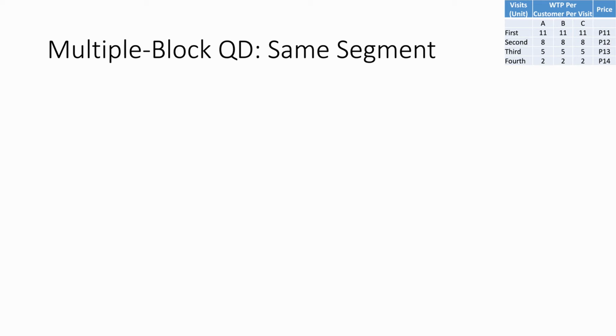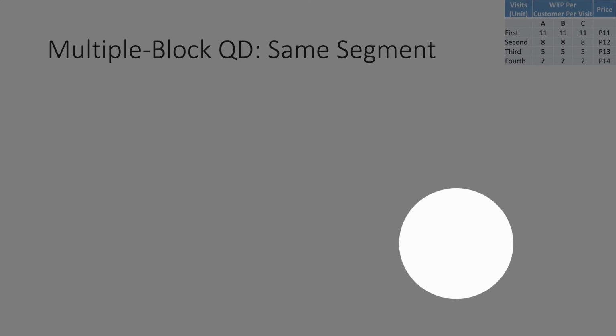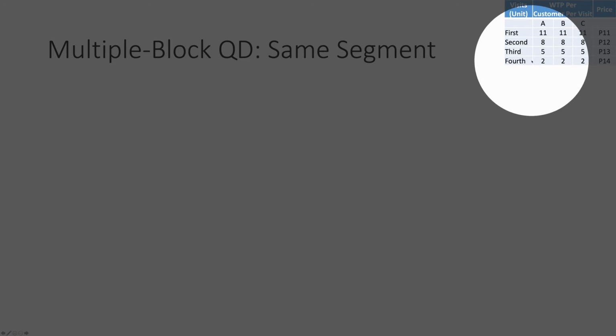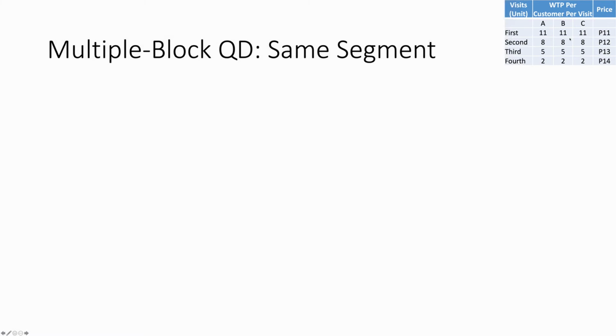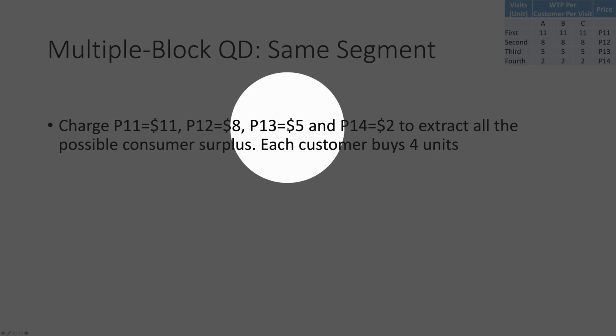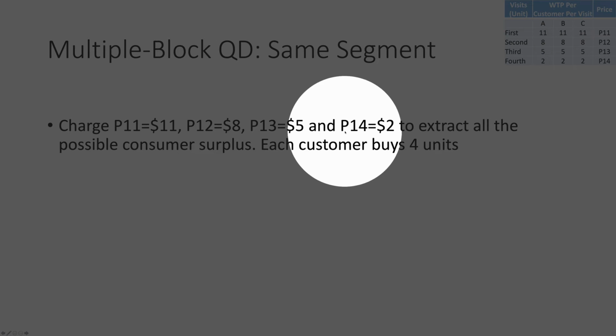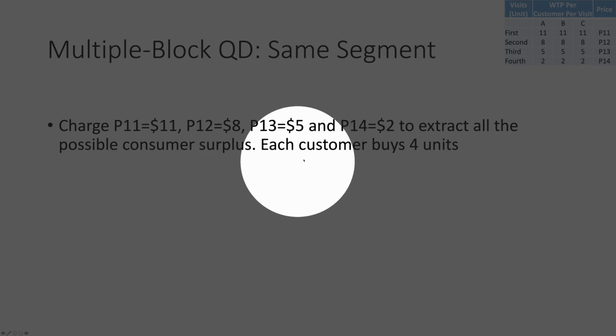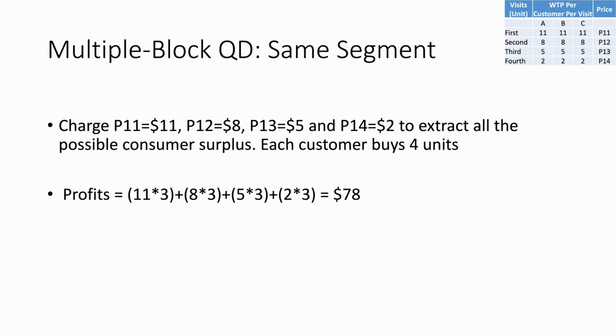And in the first case, when customers are the same, the optimal prices would be to charge the willingness to pay at each one, since all 3 customers are the same. So P11 equals 11, P12 equals 8, P13 is 5, P14 is 2. And we extract all the possible consumer surplus. That is, we charge at the willingness to pay level of every single visit for every single customer. And each customer would buy 4 units, and the total profit is $78. This is the absolute most amount we can extract from this market.